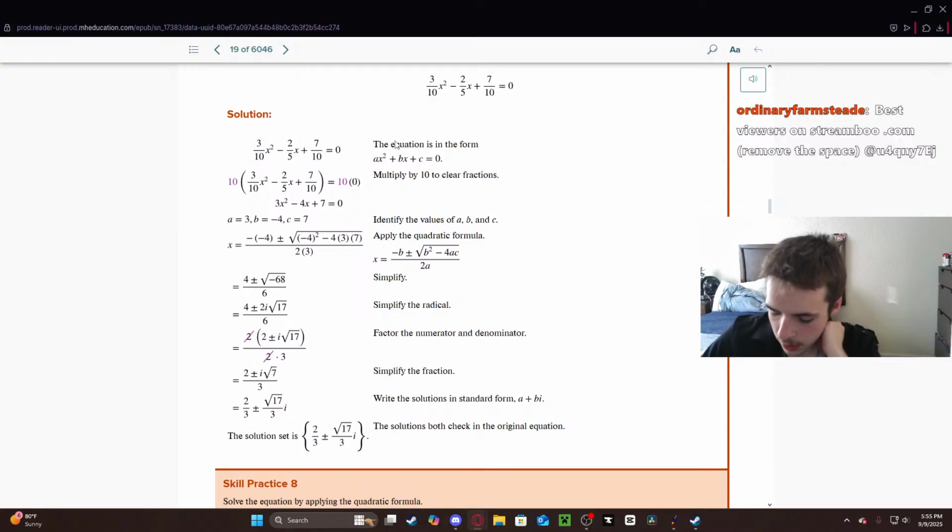Therefore, to put this into the quadratic formula, the denominator would be 2 times 3, and the numerator would be negative 4 plus or minus the square root of 4 squared minus 4 times 3 times 7. So that's supposed to be a negative 4 squared. Okay.